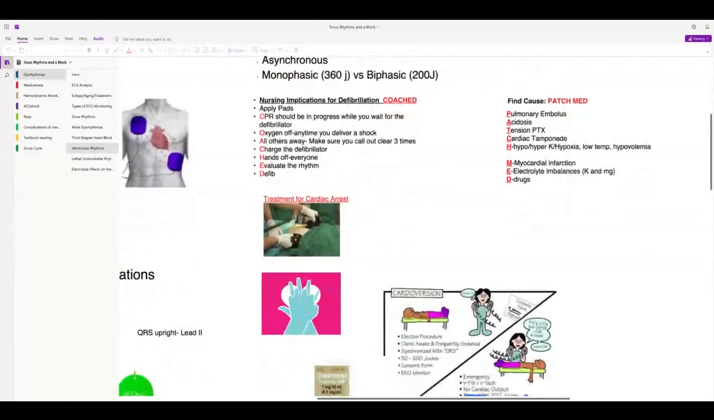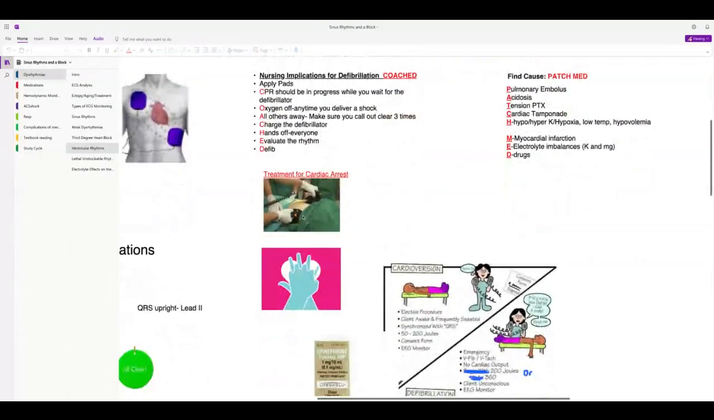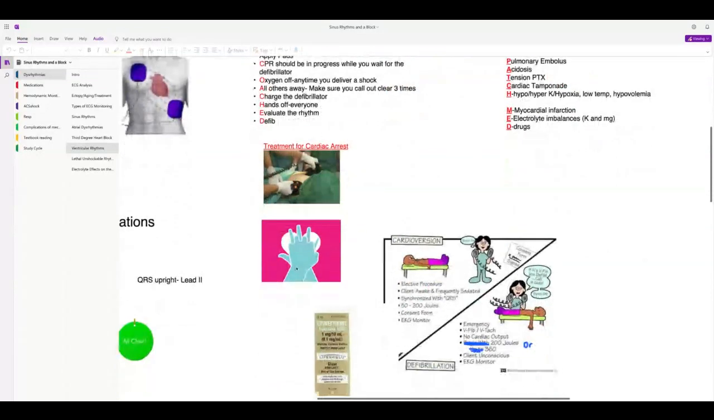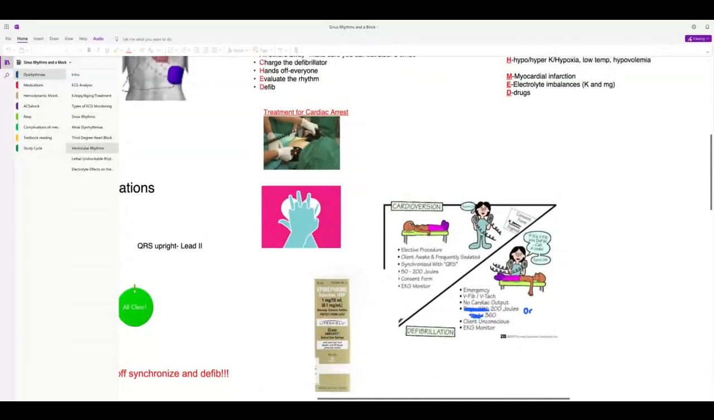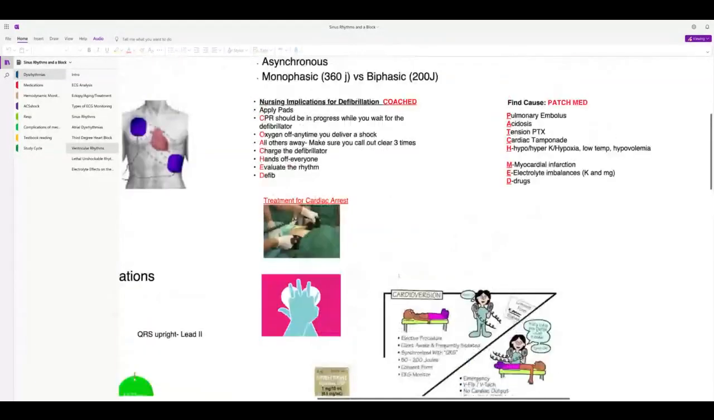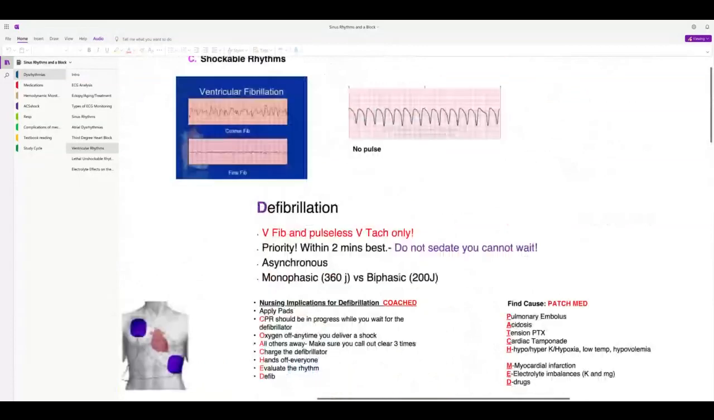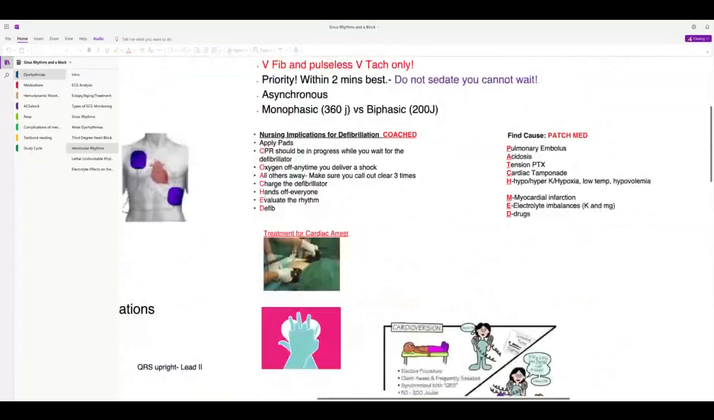Okay, so the treatment for cardiac arrest, the priority is defibrillation, high quality CPR, and epinephrine. Epinephrine is a drug that all dead patients get. So all dead patients get epinephrine. Okay, I know that's kind of crass, but it just helps you remember the D for dead in defibrillation.